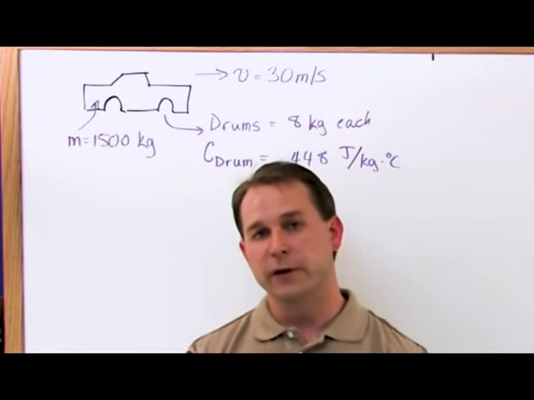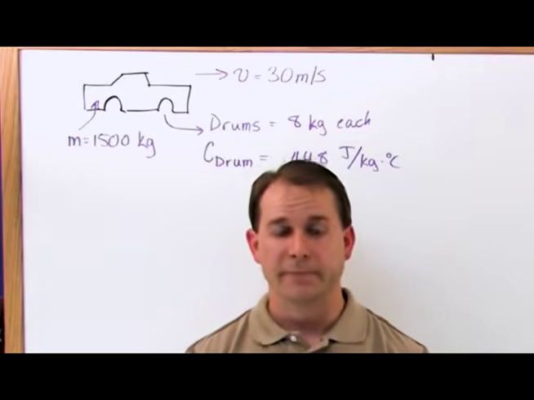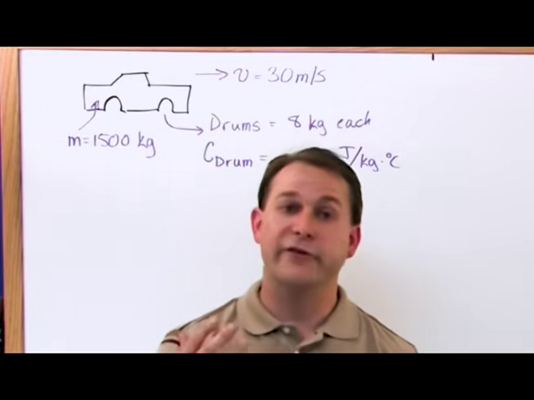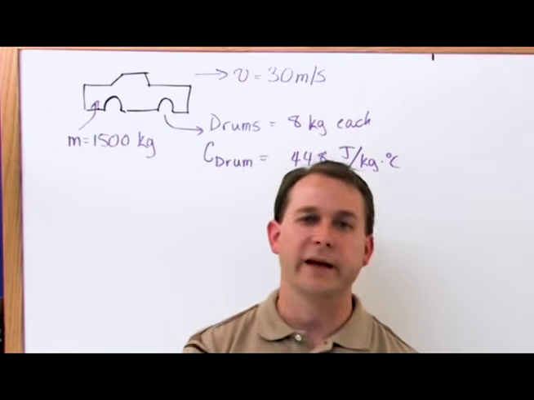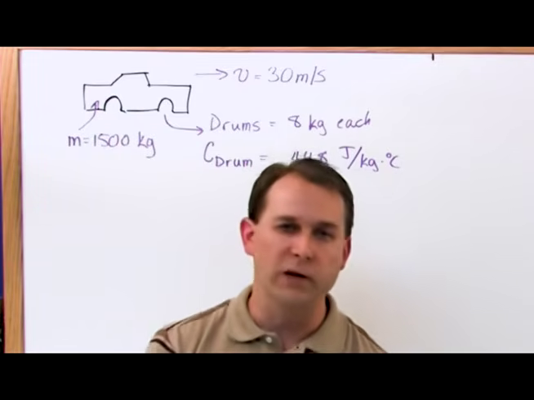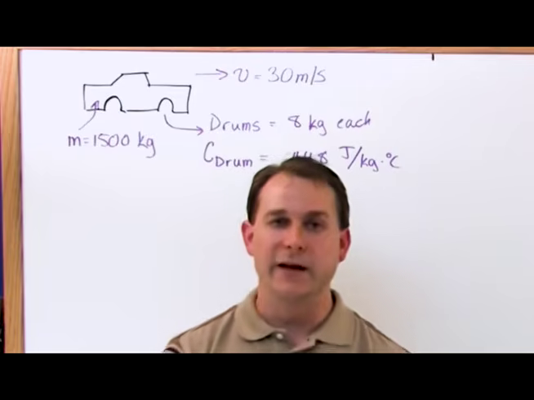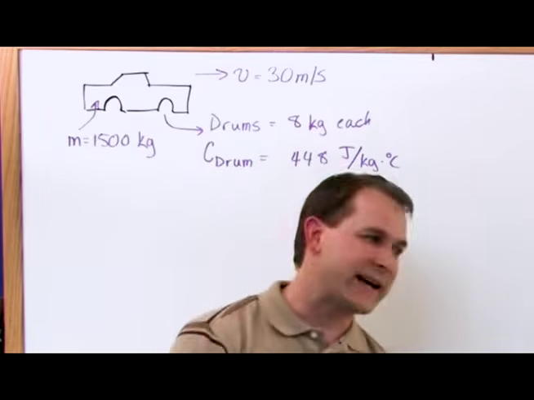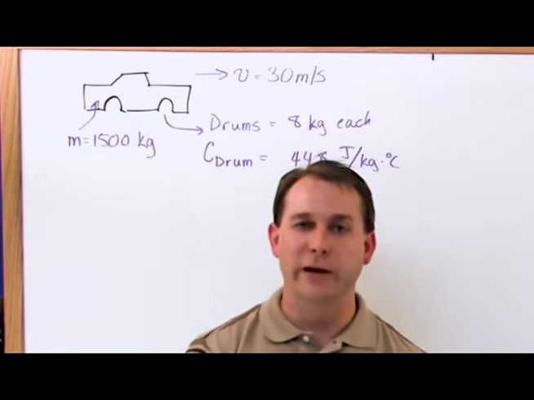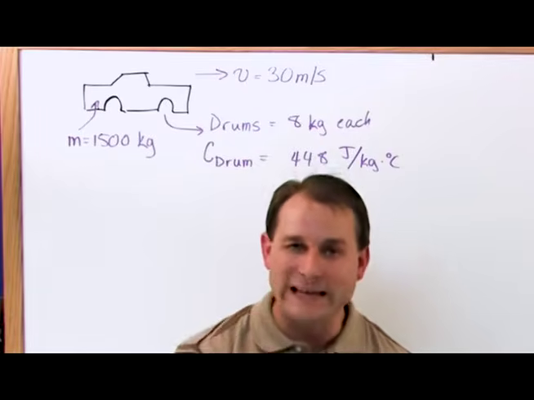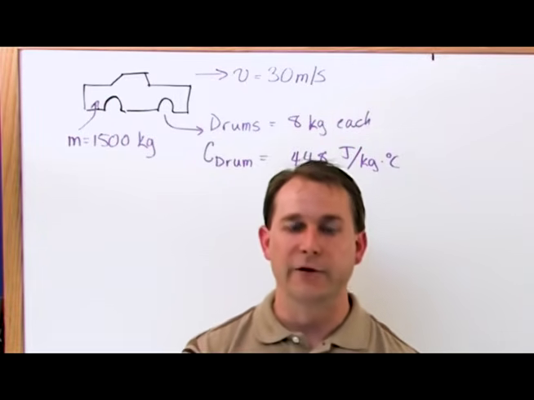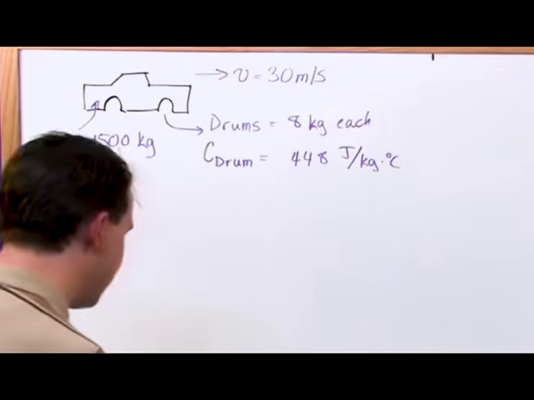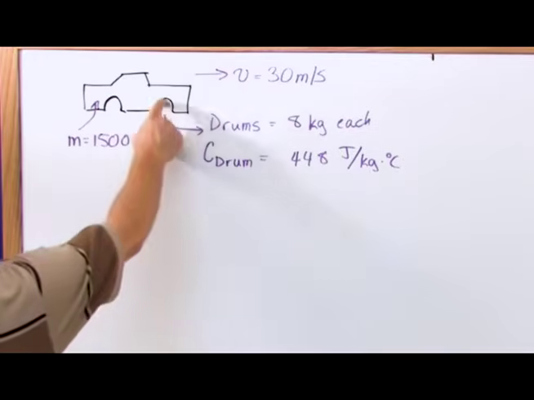So if the car is going 30 meters per second, and it has a certain amount of kinetic energy of motion because of that, and you slam on the brakes and the problem says that the kinetic energy is converted totally and completely to heat in the brake drums, then all of that kinetic energy you calculate has got to go into thermal energy, into heat, into those drums. So what we're going to end up doing is equating those two things together to calculate what we're trying to calculate, which is how much the temperature rises in these brake drums.